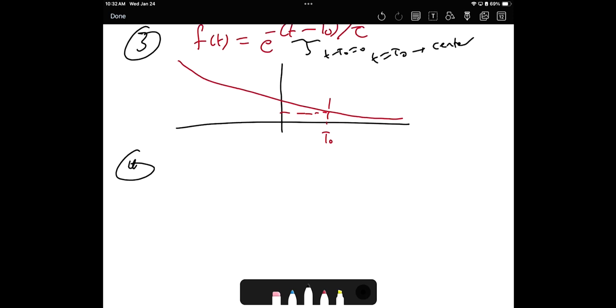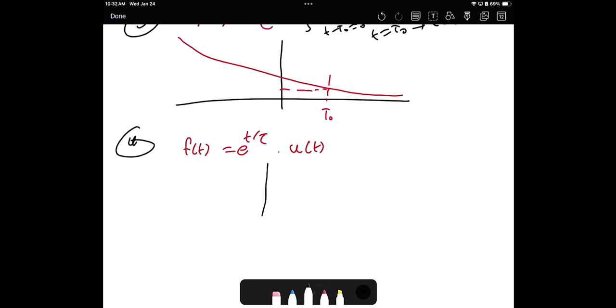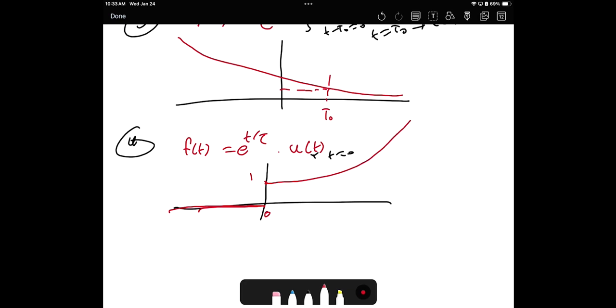Now, the other thing here: when we have f of t equal e power t over tau times u of t, how can I plot this? We know e power t over tau is increasing with time. Since u of t starts from t equals 0, before t equals 0 everything is 0. Since it's centered at 1, it starts from 1, then increases. So that's how it looks.